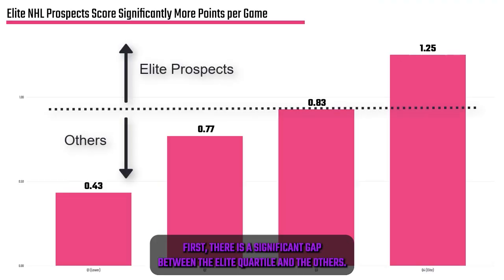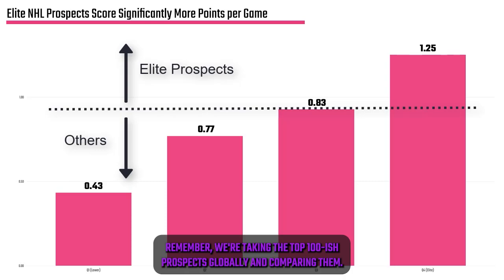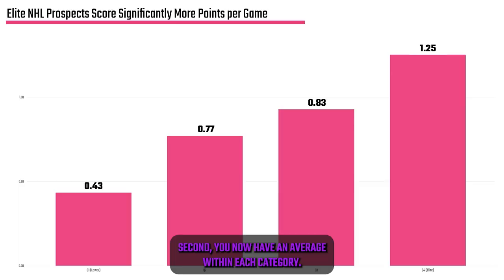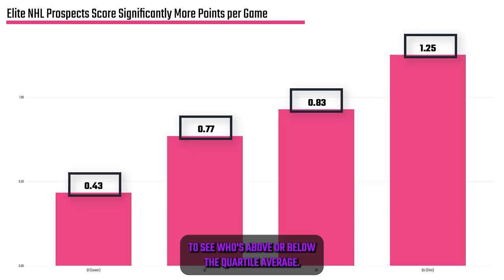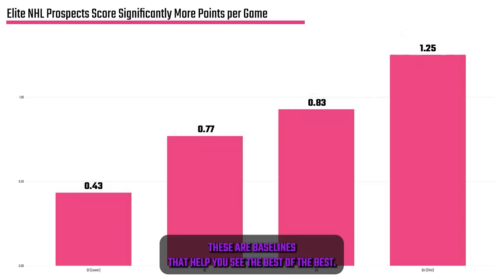First, there is a significant gap between the elite quartile and the others. Remember, we're taking the top 100-ish prospects globally and comparing them. Second, you now have an average within each category, so you can further use that as a gauge to see who's above or below the quartile average. These are baselines that help you see the best of the best.